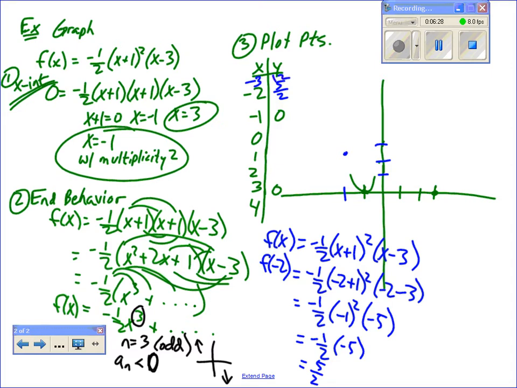I could plug in -3 if you wanted to, and it'd spit out, let's see, -3 plus 1 is -2, squared equals 4. Then -3 minus 3 is -6, so 4 times -6 is -12. Then -1/2 times -12 gives 6, so f of -3 is 6. So this kind of shoots up. I'm not going to put 12 clear up there, but you know it already shoots up to the left. Okay. Let's plug in the 0 now instead.